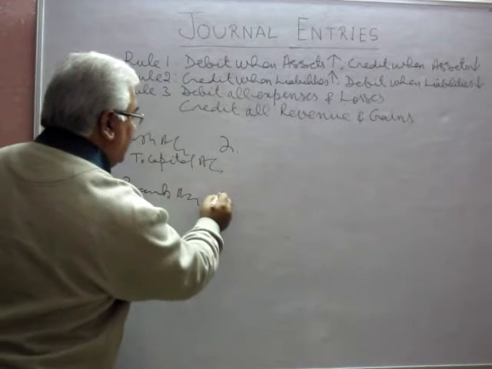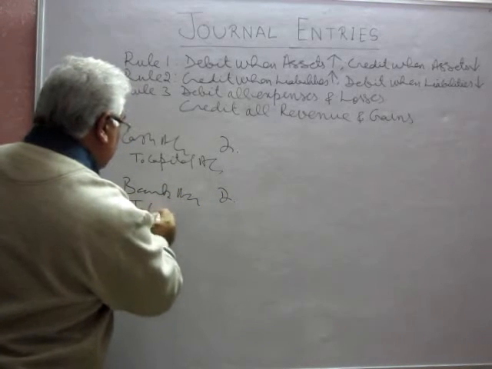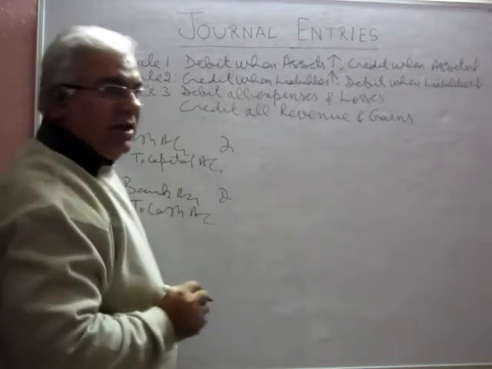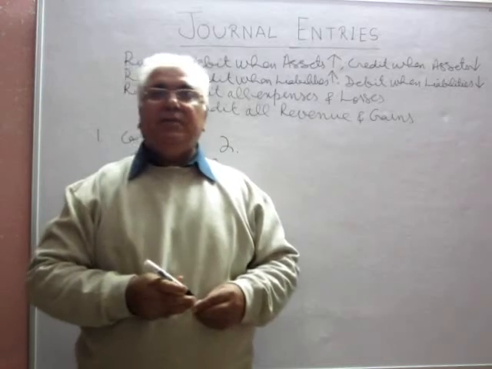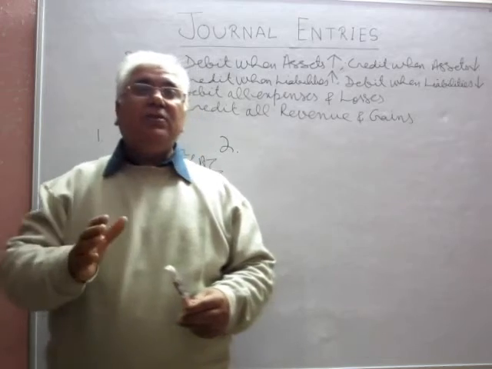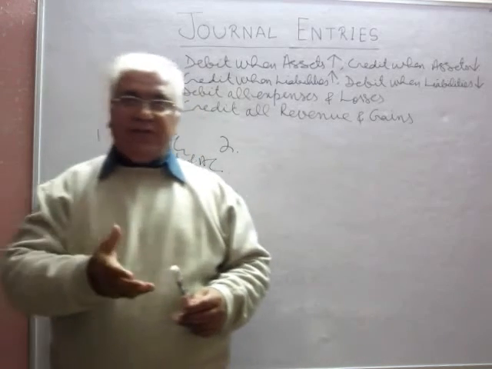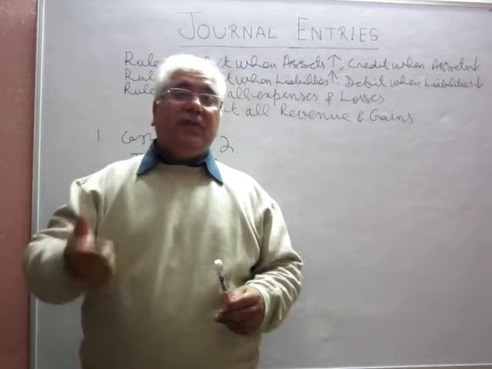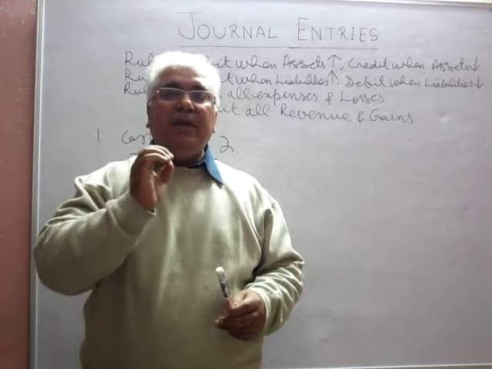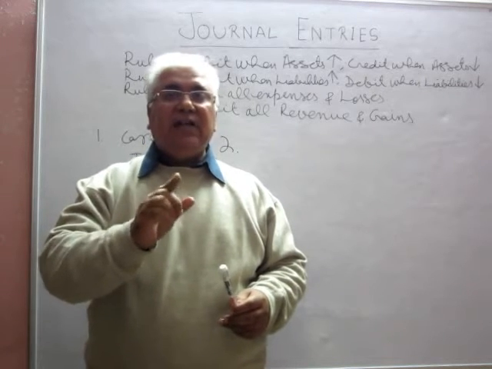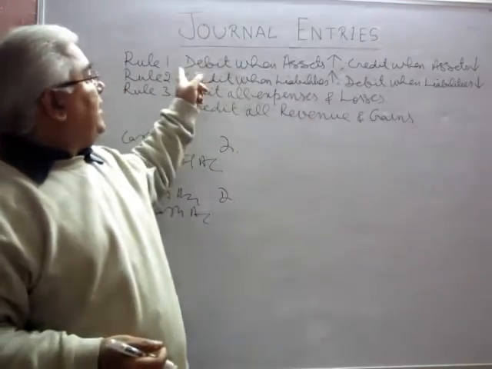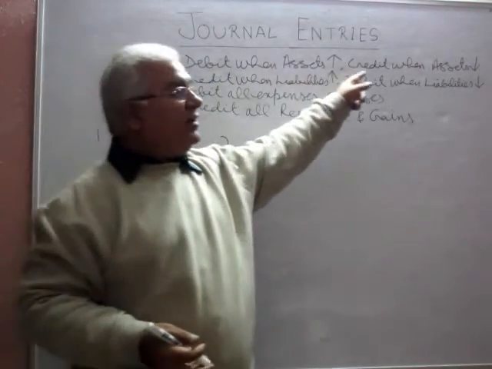Bank account debited to cash account. Third entry is purchased furniture with cash. Again in this case, both accounts are asset accounts, furniture as well as cash. Since we are buying furniture, furniture is increasing, so furniture account will be debited. And since cash is decreasing, cash account will be credited, because our rule is debit when assets increase and credit when assets decrease.